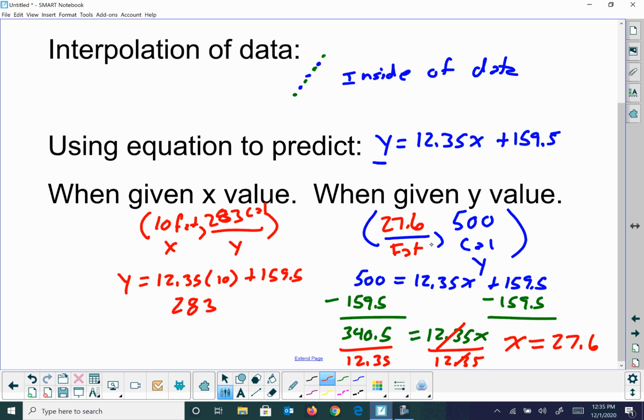Okay, so this takes some practice to do, and it's just kind of exploring data. I know a lot of times you do this in your science class.